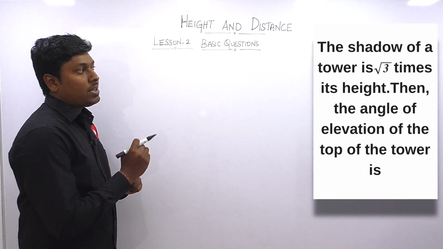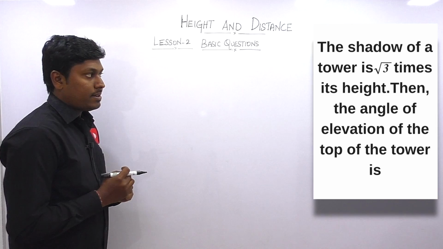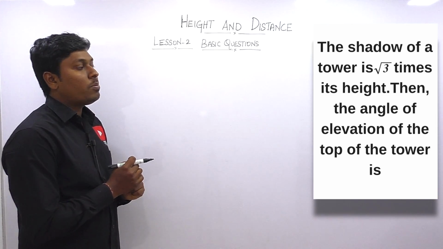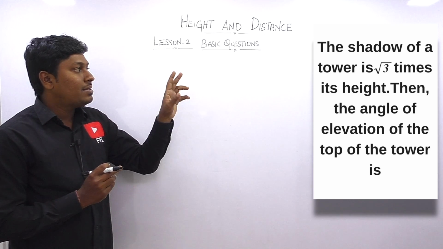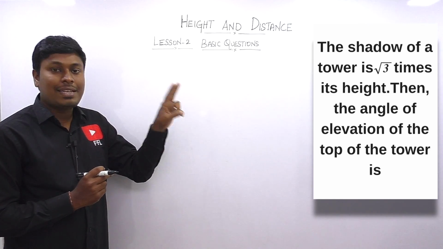The last, third question. The shadow of a tower is root 3 times its height. Then the angle of elevation of the top of the tower is. So friends, the question looks so simple. Understand the concept. The shadow of the tower is root 3 times its height.